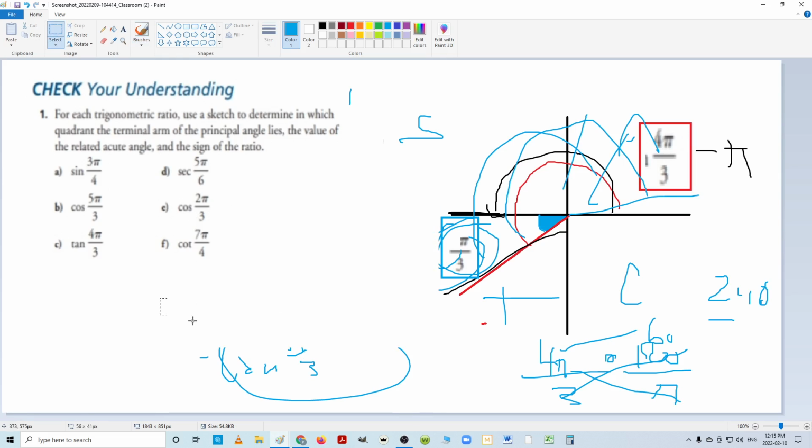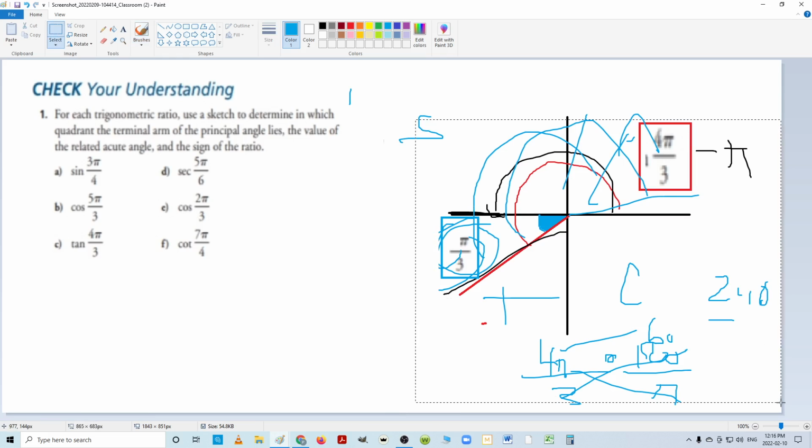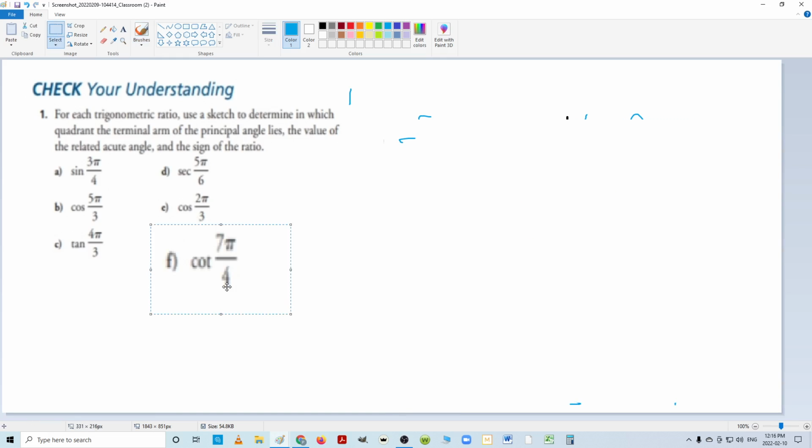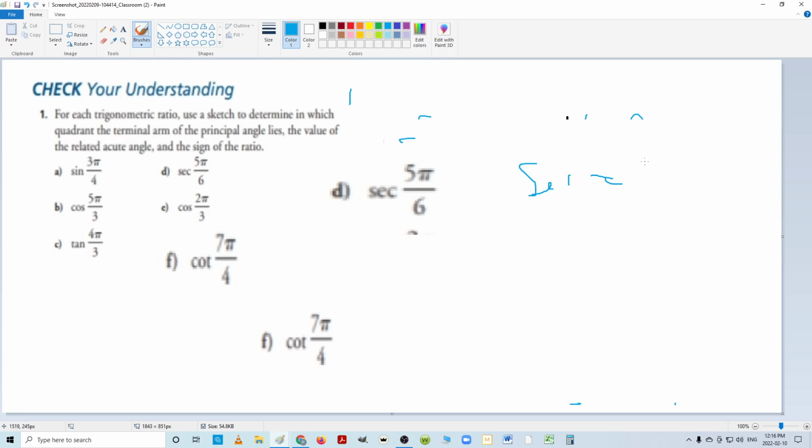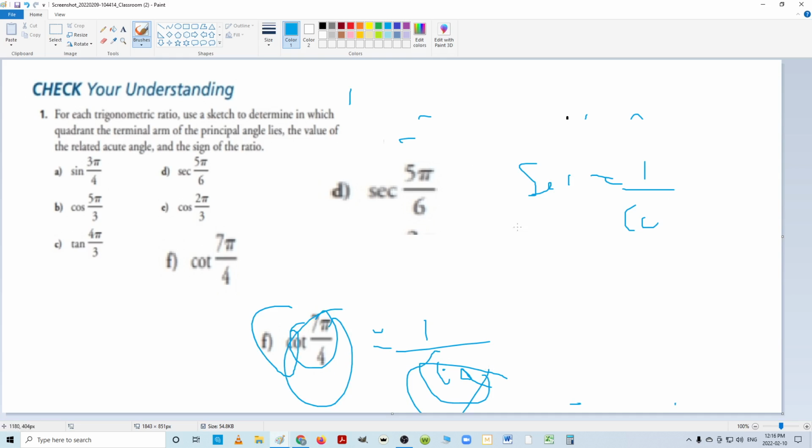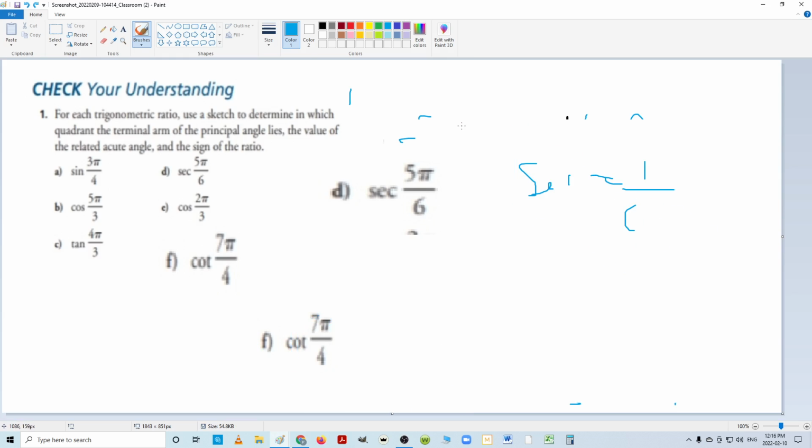Go around and they all follow this rule, except maybe this last one, because you might get confused by cotangent. But cotangent will follow the same rules as tangent, and secant will follow the same rules as cosine. That's because secant is equal to 1 over cosine, and cotangent is equal to 1 over tangent. So that means if tangent's negative, cotangents will be negative. If tangent's positive, cotangent will be positive. If cosine is positive, secant will be positive. If cosine is negative, secant will be negative. They will follow the same rules.